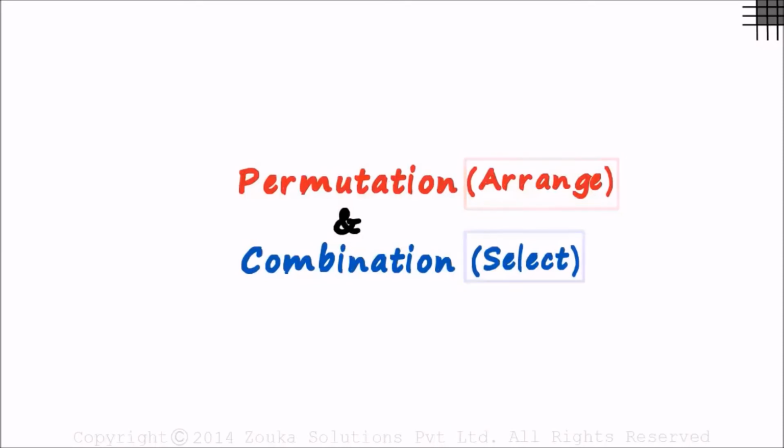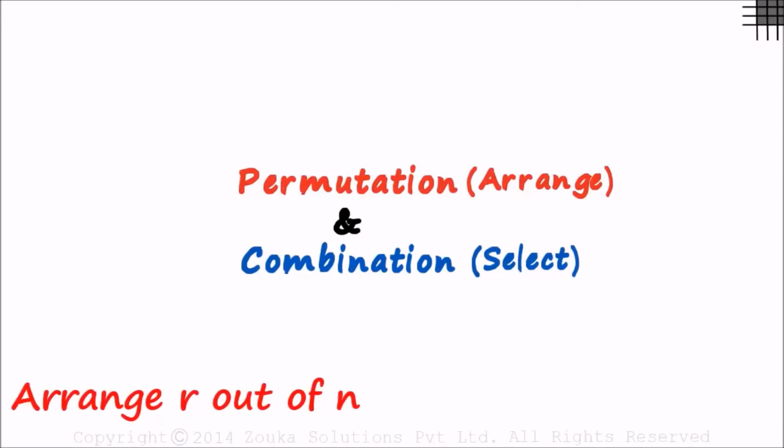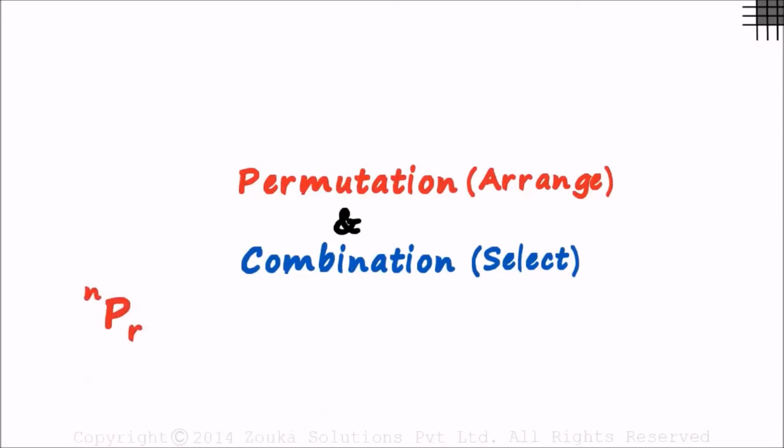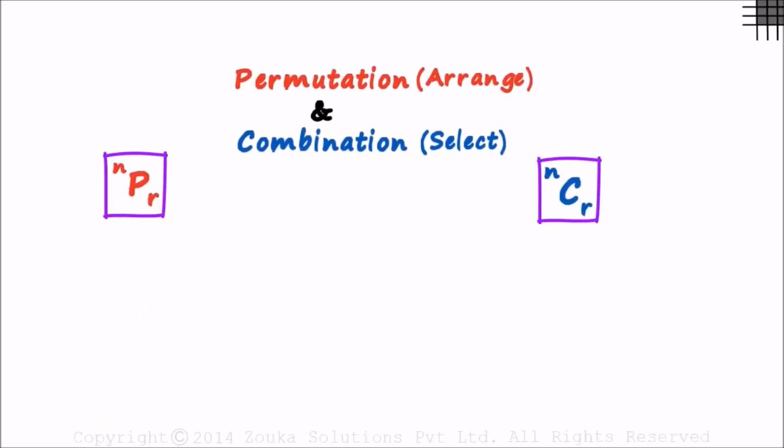Before we get to a few examples, let's understand the notation. If we have to arrange R things out of N, it's written as NPR. Arranging R things out of N. We use P as its permutations. And for selecting R things out of N, we write it as NCR. C for combinations. Let's zoom out and discuss each of these in detail.